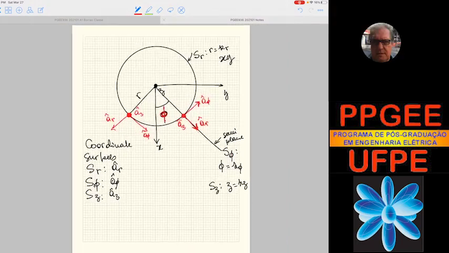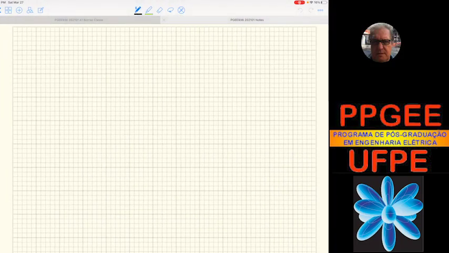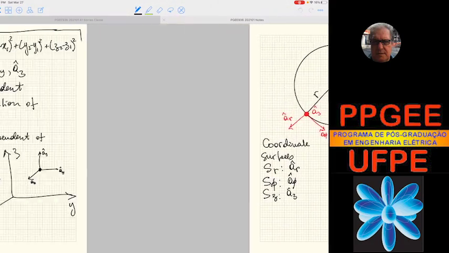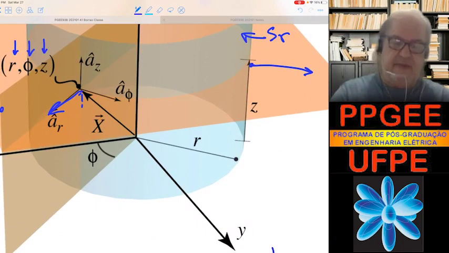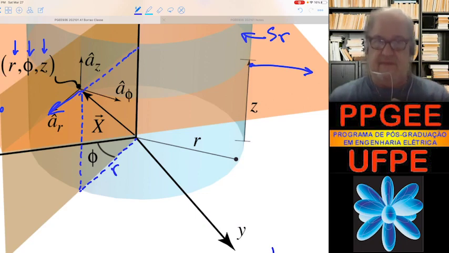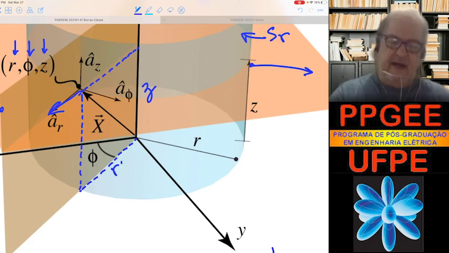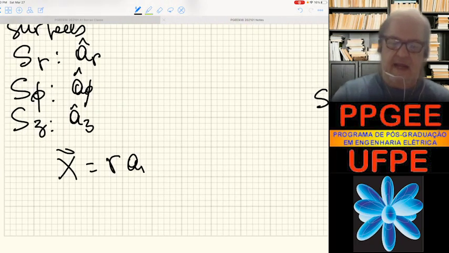Another important question that we want to try to answer is what is the position vector in this system, right? We know it in the Cartesian coordinate system, but what about in this system here? Let's see if we can find it. Well, if you look at this drawing here, you can just project x along the radial direction. The projection of x is r. You can project the second component, so the x vector has only two components in terms of those basis vectors: r in the radial direction, and z in the z direction. So x has a simple expression, which is r a_r plus z a_z.